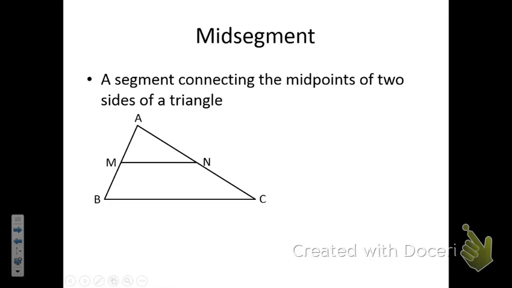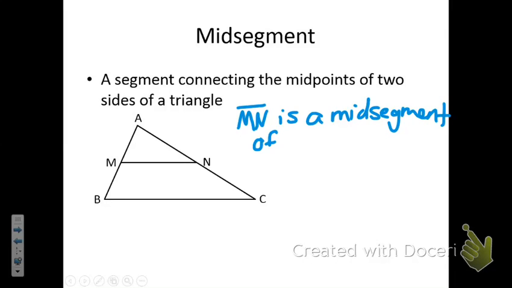All right. So first of all, we need to know what is a mid-segment. Definition: it's a segment connecting the midpoints of two sides of a triangle. So if I'm looking at my picture here, segment MN is a midsegment of triangle ABC.